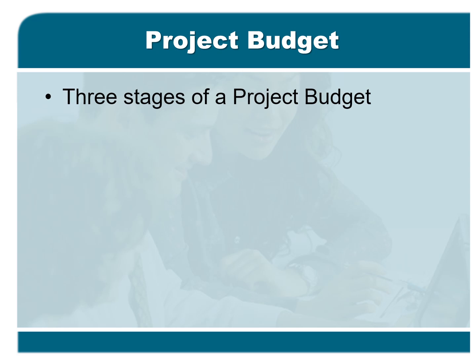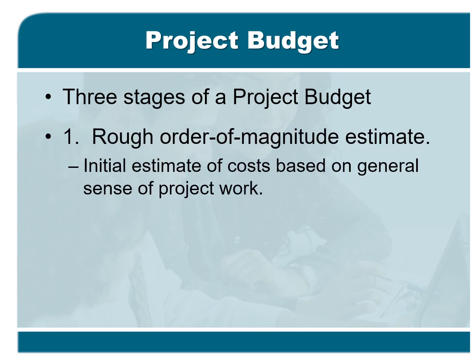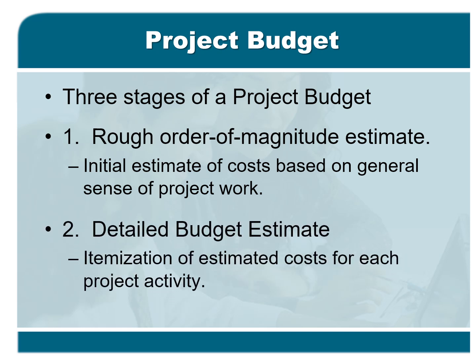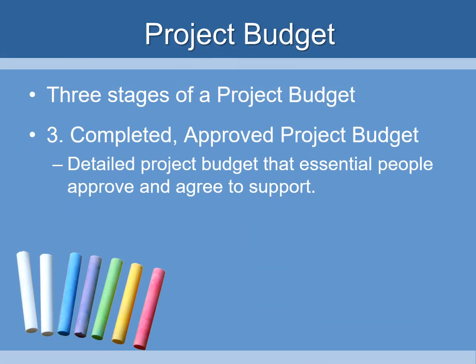There are 3 stages of a project budget. The rough order of magnitude estimate. Big words, huh? It's the initial estimate of costs based on the general sense of the project work that needs to be performed. Then there's a detailed budget estimate, which itemizes the estimated costs for each project activity. And then the completed approved project budget. It's a detailed project budget that essential people have to approve and agree to support in order to move forward.